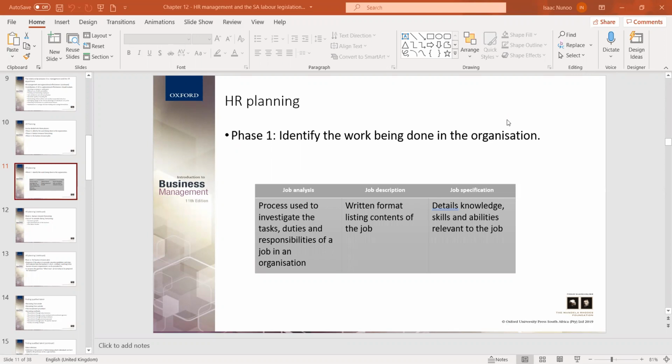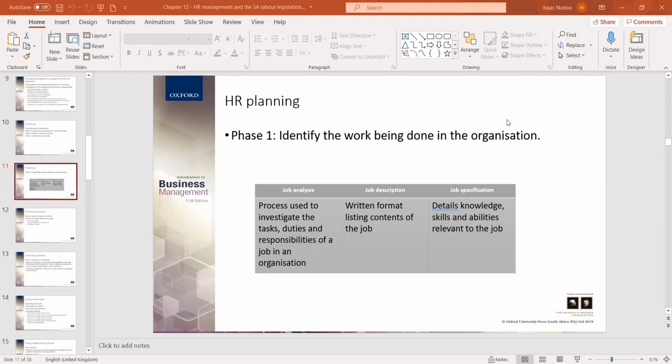Before anybody is employed, we must know the work the person is going to do. Nobody is going to be employed to sit idle in the company. So we must understand what the duties, functions, or position are that the person is being employed for, what the person is going to do and contribute to the employment process.